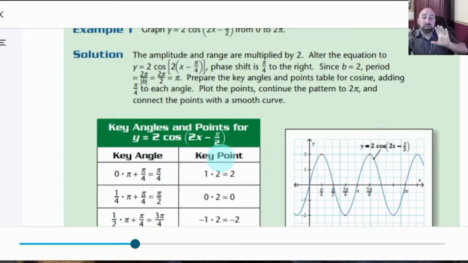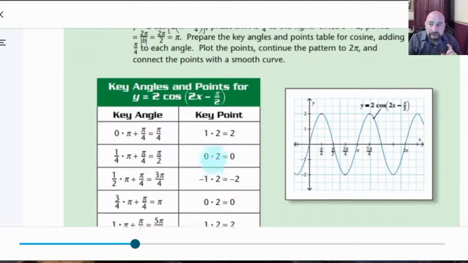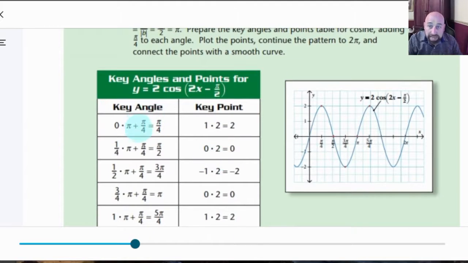So the translation or the movement left or right is going to be going to the right positive pi over 2 places. Well, how does that or pi over 4 places, how does that happen? Well, you just add pi over 4. So figure out your key angle, add pi over 4.